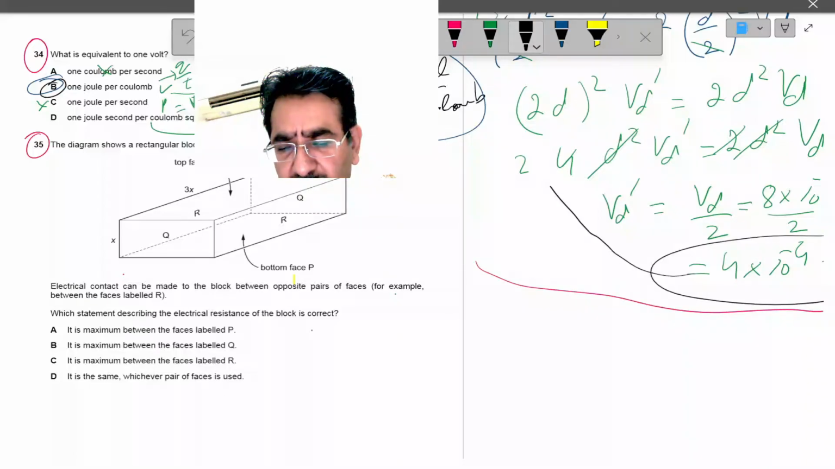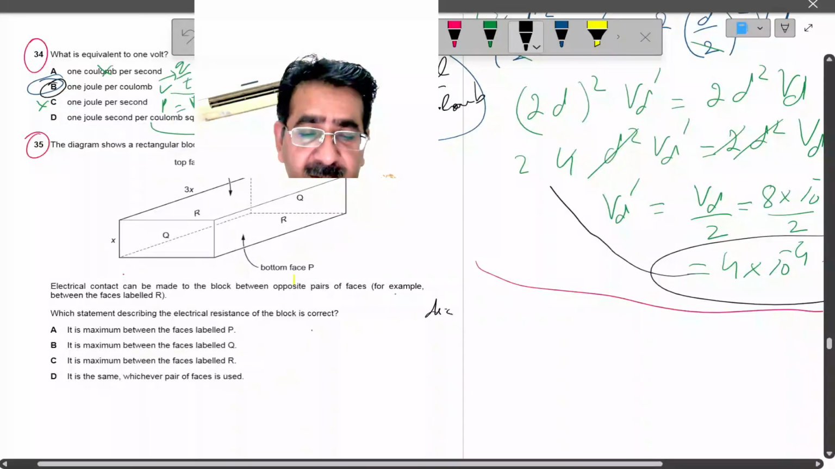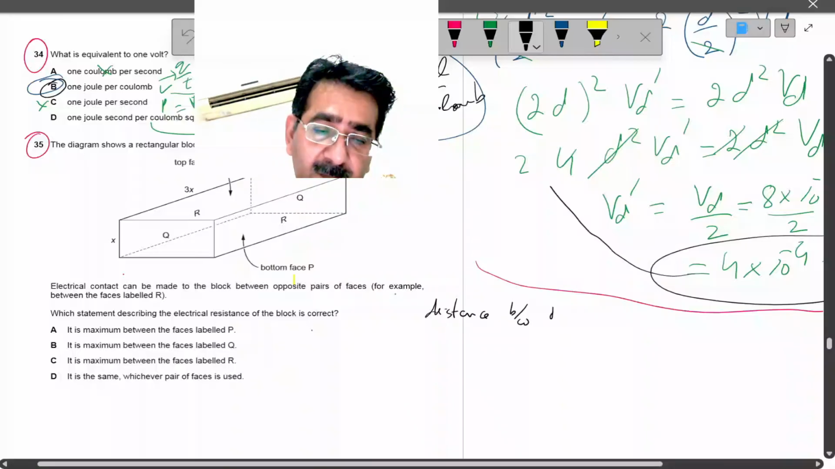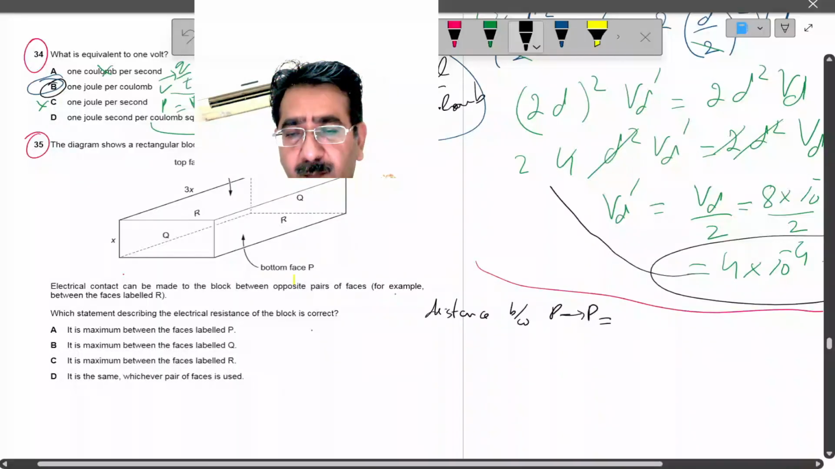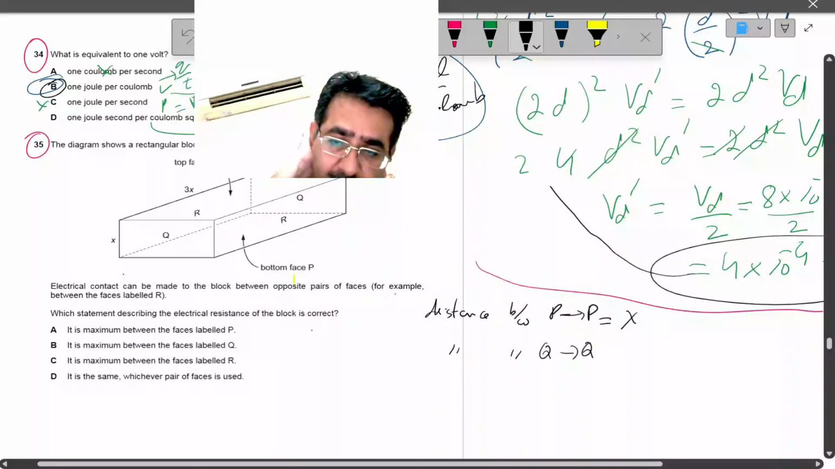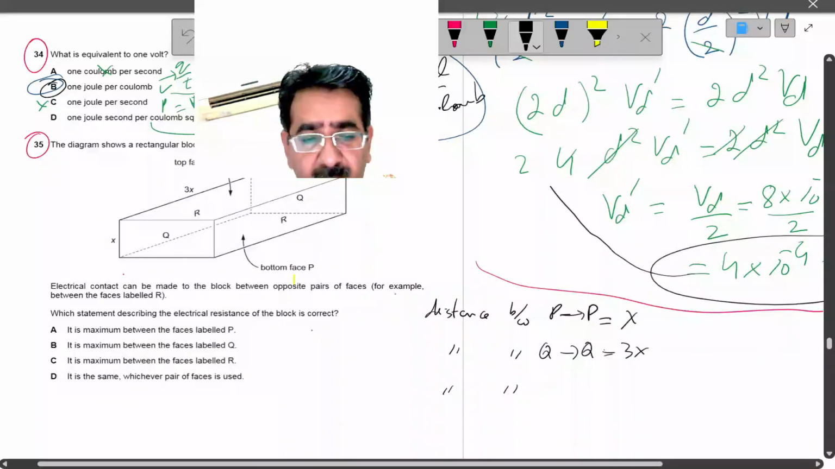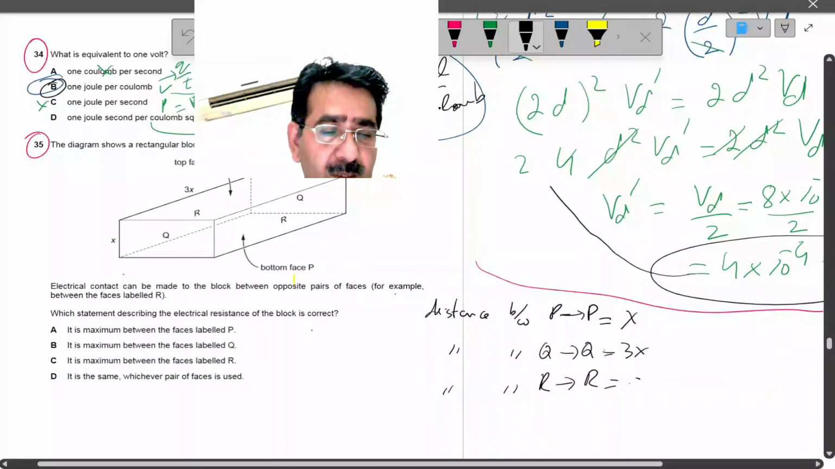Firstly, we have to see option A, which is about the faces P and P. The distance between P and P is x. The distance between Q and Q is 3x according to the figure, and the distance between R and R is 2x.